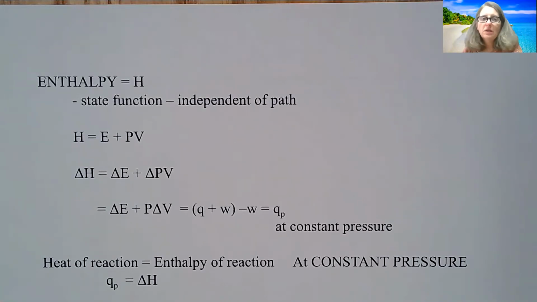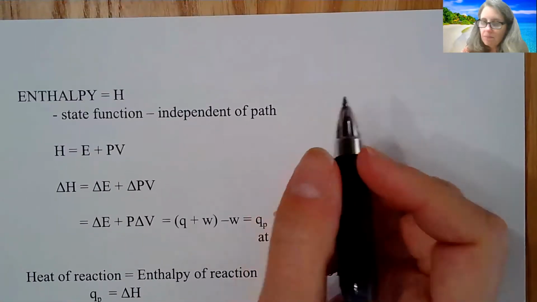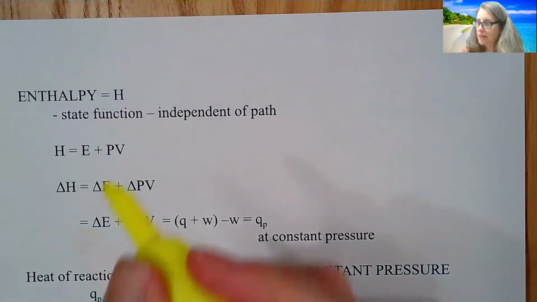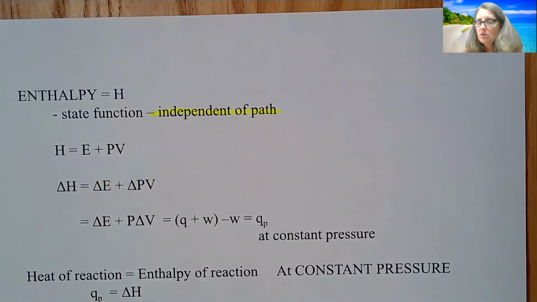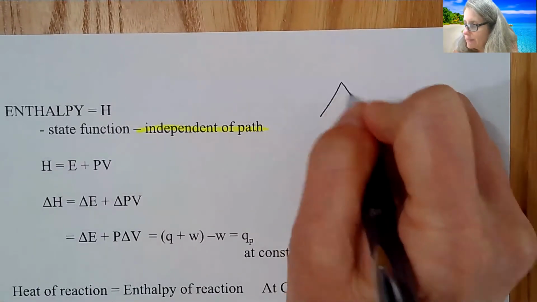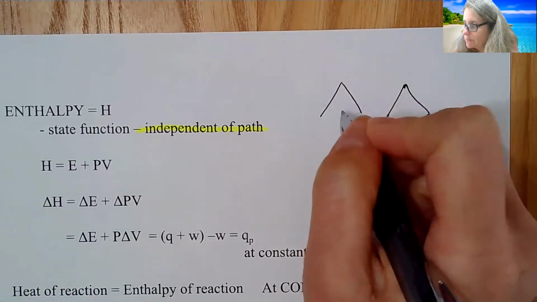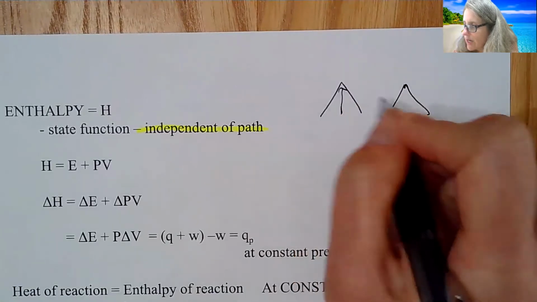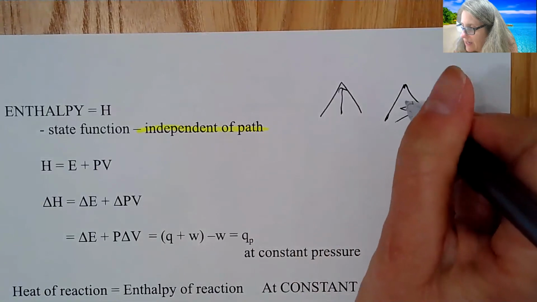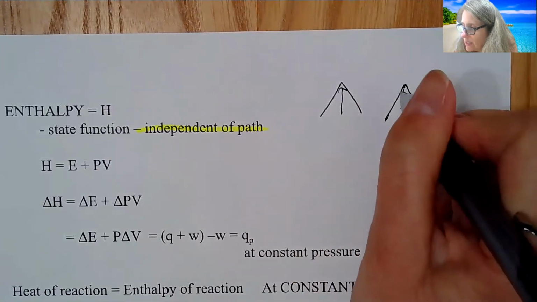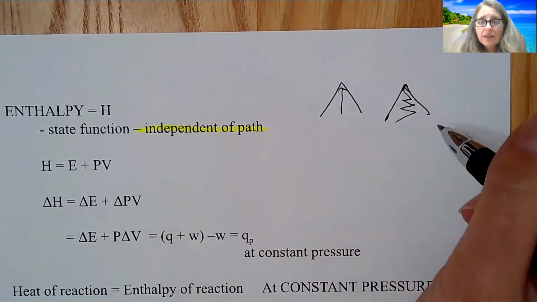And delta H is what we call a state function. It is independent of path. So what exactly does that mean? Well, some books describe it as if you are climbing a mountain. These are my mountains, not very nice mountains. If I were to go straight up that mountain, or if I were to zigzag up to the top of the mountain, it really does not matter how I get to the top.